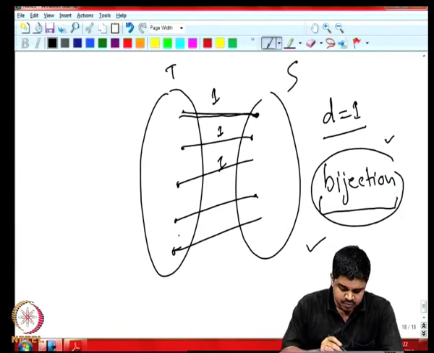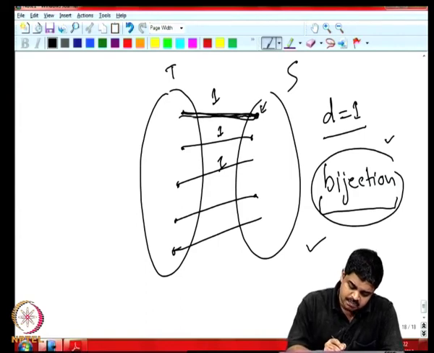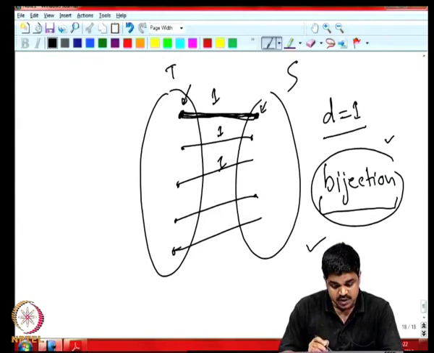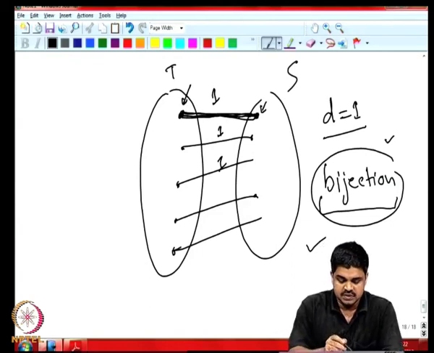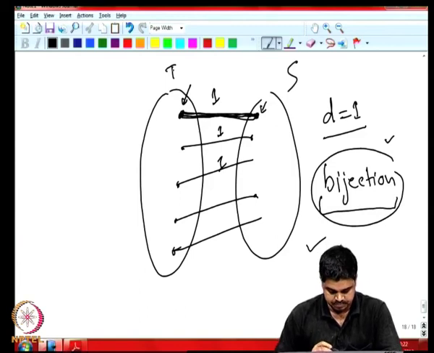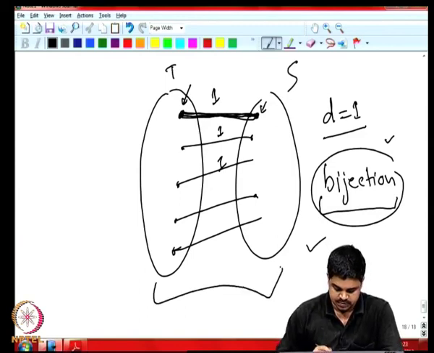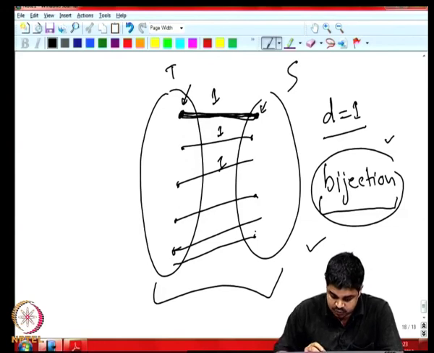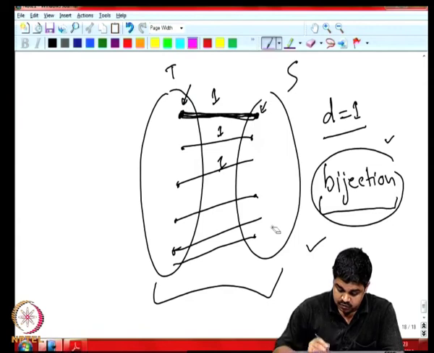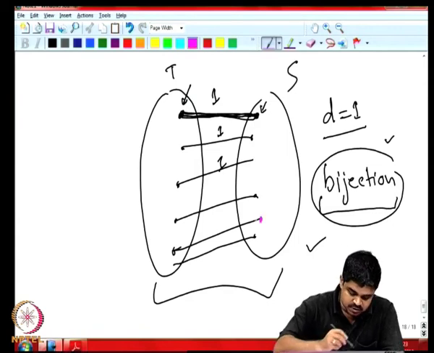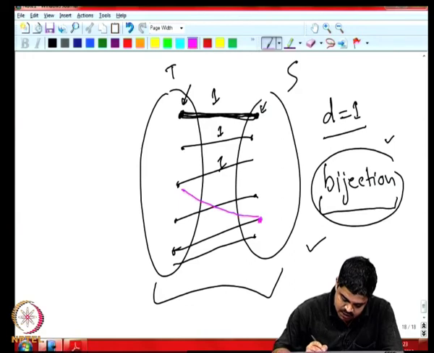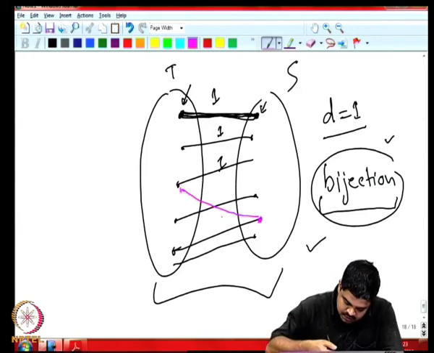Every member of T is mapped to exactly one thing in S, and every member of S is mapped back, which means the pre-image of it is unique. There is one and there is only one. Then we say that between T and S there is a bijection. So this is the picture. There won't be any stray element in S without a pre-image, and there won't be any element which has 2 pre-images. This is also not there, right.